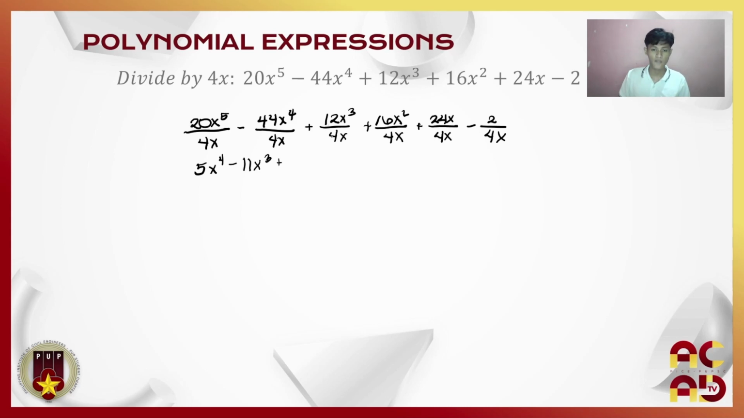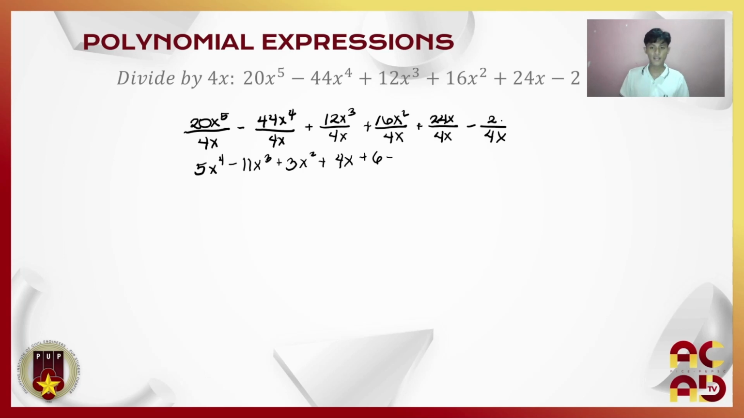And then 12 divided by 4 becomes 3. And then x cubed divided by x becomes x squared. And then plus 16 divided by 4 becomes 4. And then x squared divided by x becomes just x. So plus 24 divided by 4 becomes just 6. And then x raised to 1, or x divided by x, is equal to 1, since 1 minus 1 is equal to 0, and x raised to 0 is 1. So any number raised to 0 becomes 1.